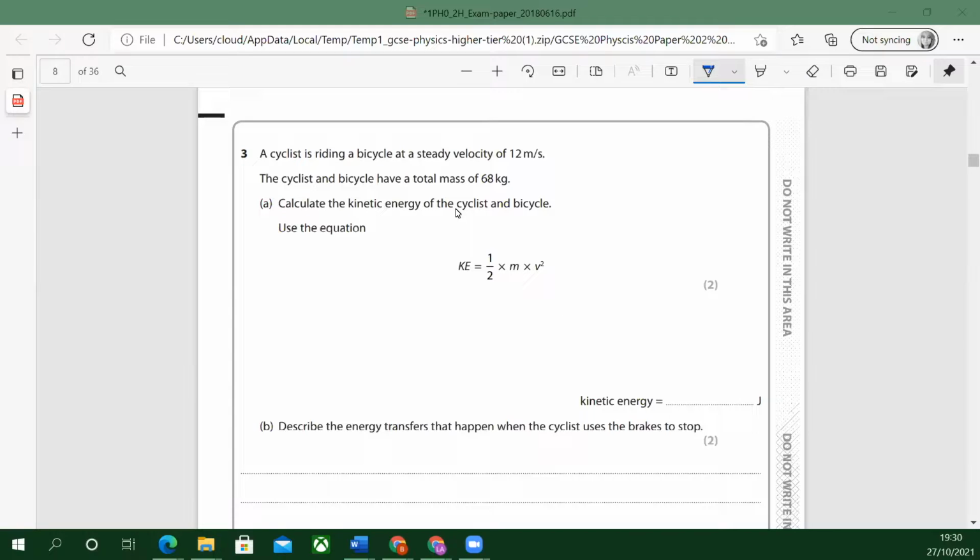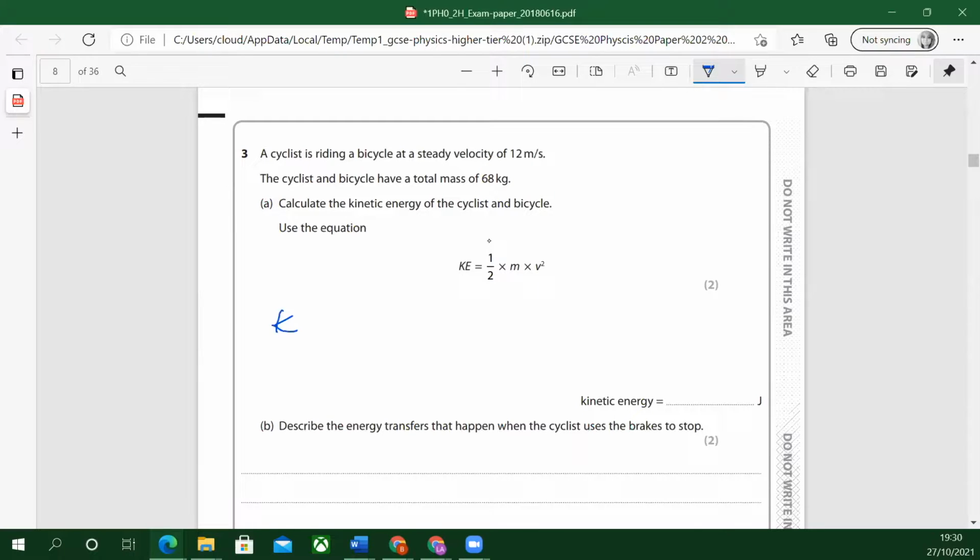Okay, so number 3. A cyclist is riding a bicycle at a steady velocity of 12 meters per second. The cyclist and bicycle have a total mass of 68 kilograms. Calculate the kinetic energy of the cyclist and bicycle. Use the equation. So I've given you the equation there, and all we have to do is substitute numbers in. So it's nice and easy, isn't it?